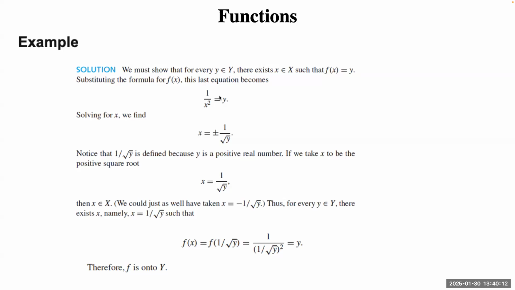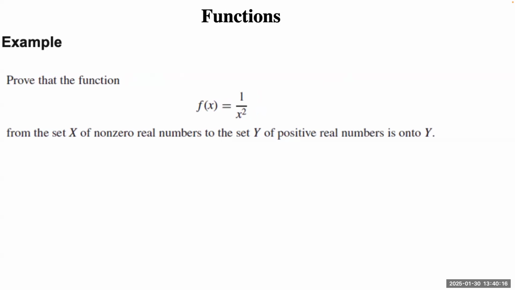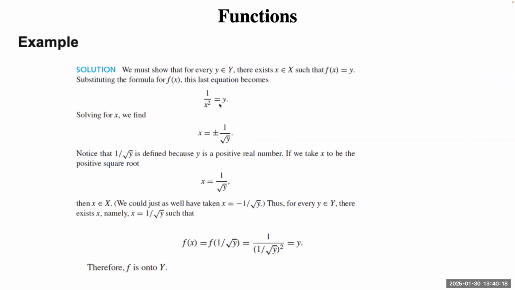I forget what the codomain was. Let's see. It said the set Y of positive real numbers. All right. Since we're talking about positive real numbers that the set Y has, I don't need the minus case, so I can just look at the plus case. So x equals 1 over root y. We could just as well have taken x equals minus 1 over root y. Either one would work, but we went with the positive.